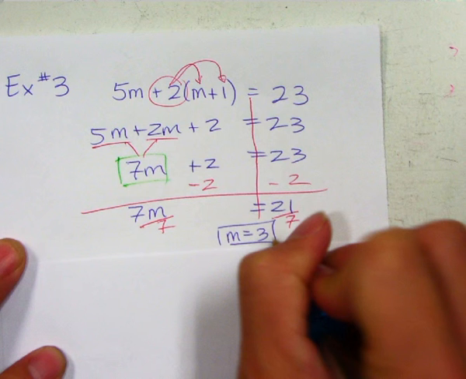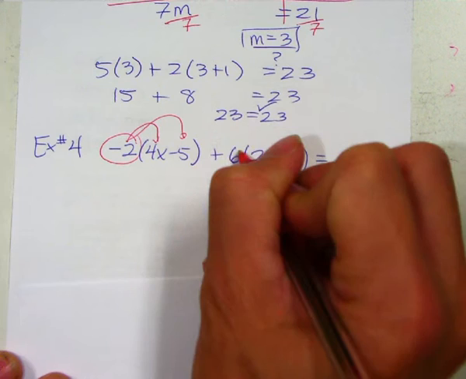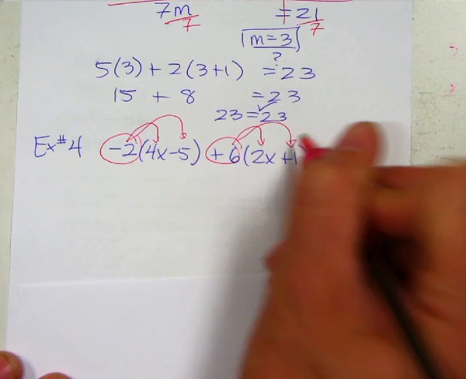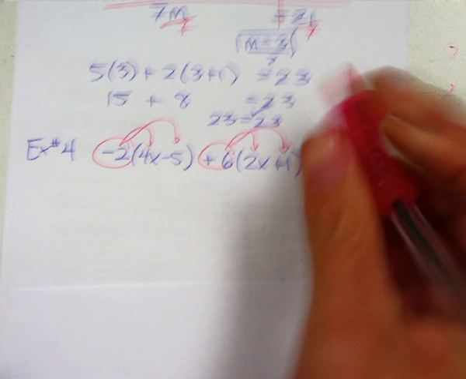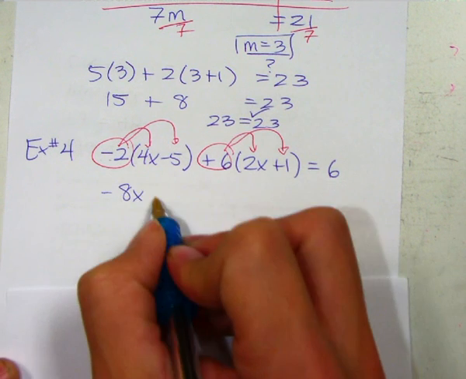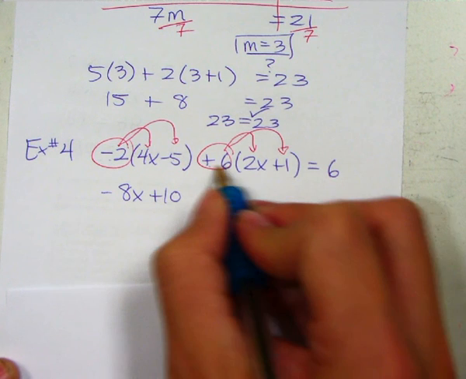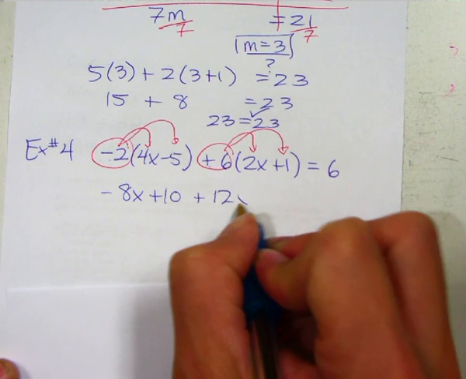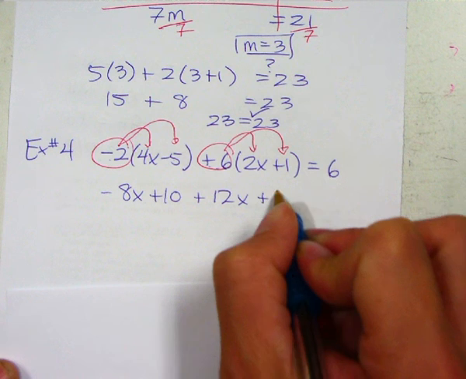We're good to go. All right, here's one last example for you. Uh-oh, what's going on here? Piece of cake. I just distribute, not once, but twice. Distribute 2 times. Negative 2 times 4 is negative 8x. Negative times a negative is positive. 6 times 2 is 12x, and then 6 times 1 is 6.